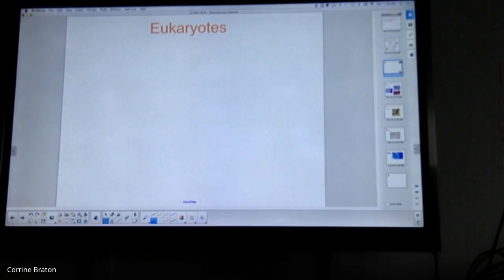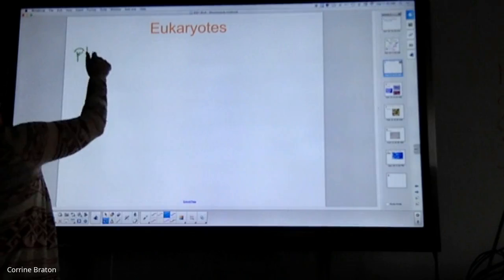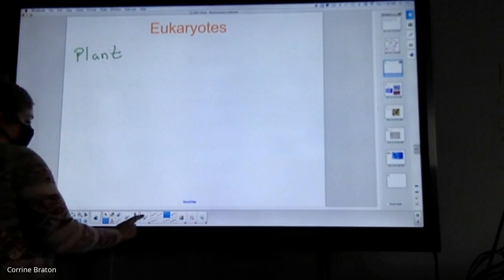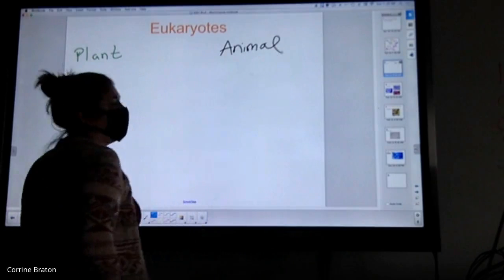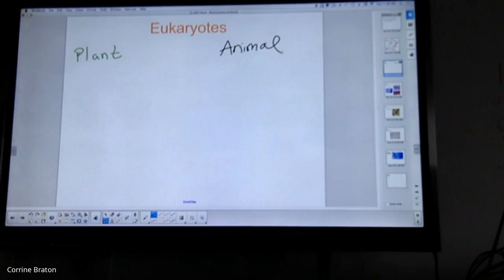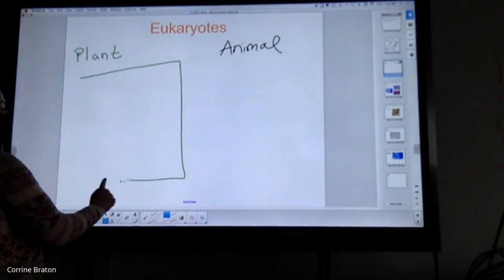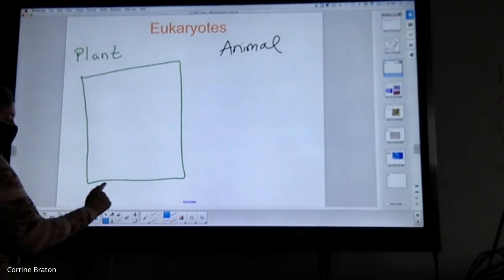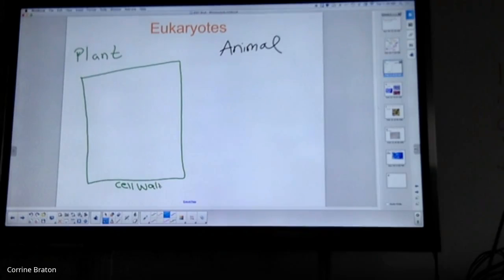Okay, now we'll go to eukaryotes. And there's 2 types we're gonna draw, and it's gonna be helpful if you put them side by side. One's gonna be a plant, and one's gonna be an animal. So plants have something surrounding them that animal cells don't have. What is that? Cell wall. Animal cells do not have cell wall.